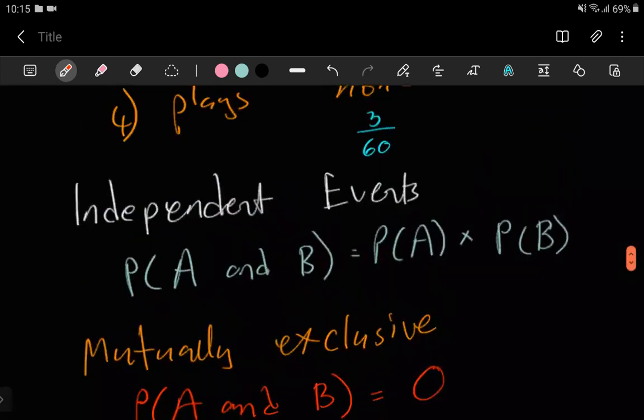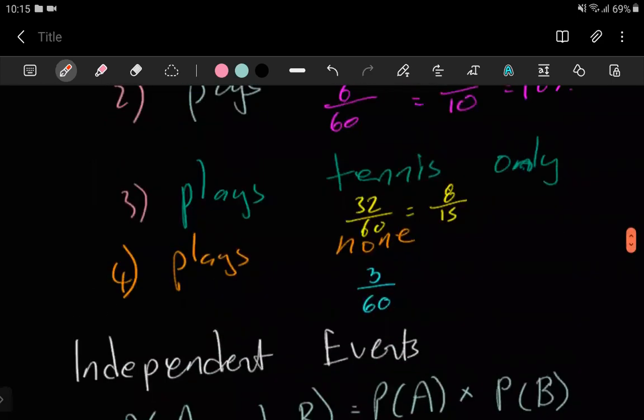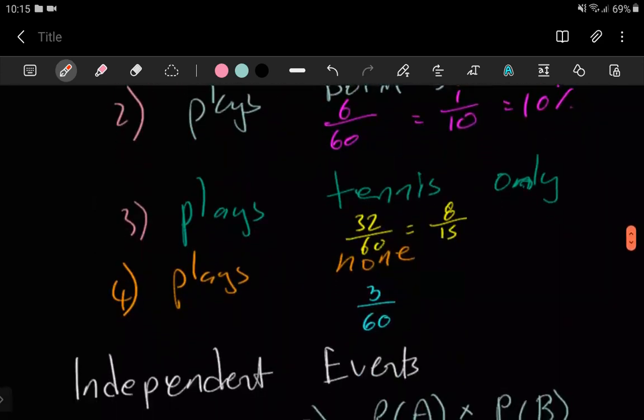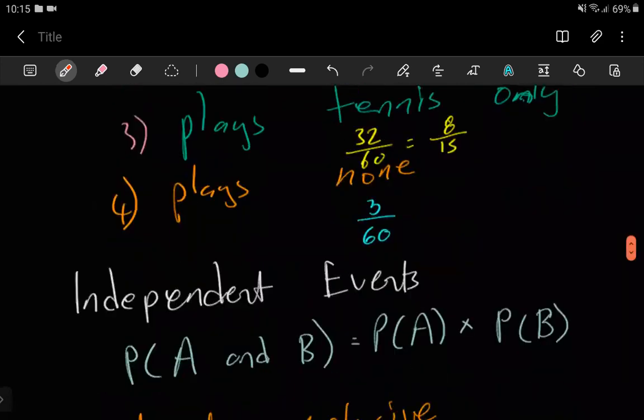You see, independent events are events that can happen at the same time. When I say events that can happen at the same time, I'm referring to, let's think of a simple scenario in probability.